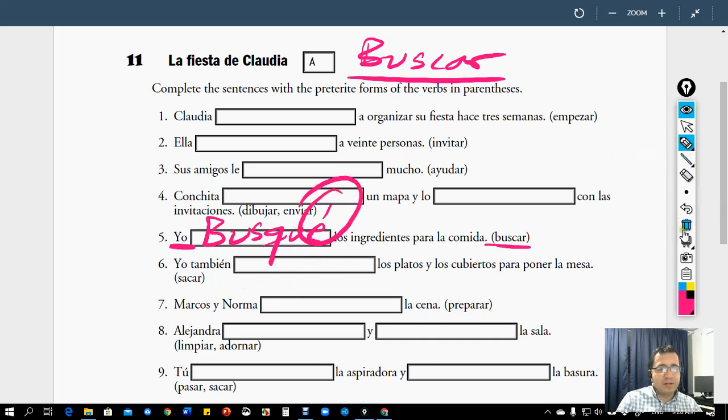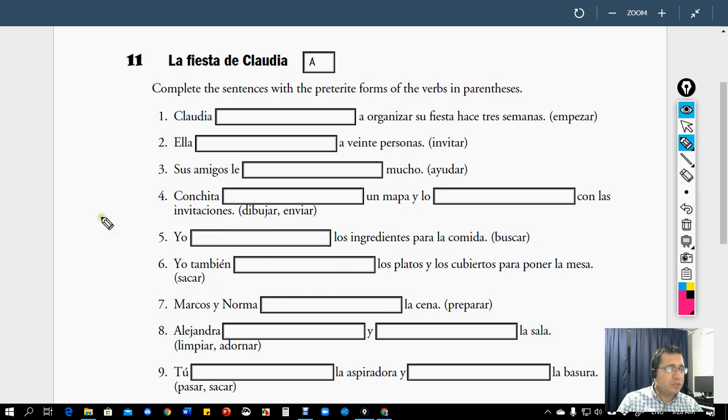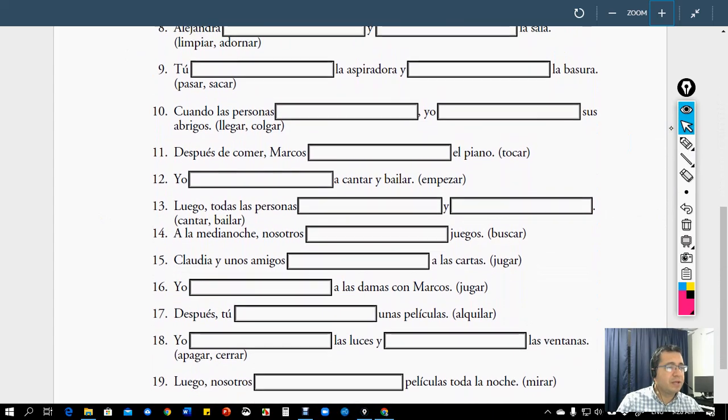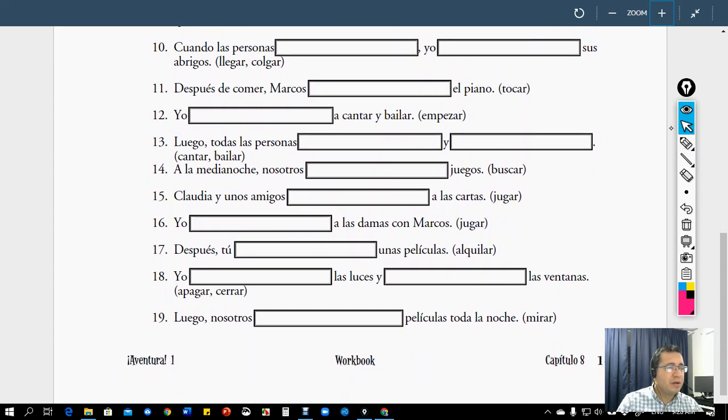So let's keep searching for those with yo. I don't know if I have another one here with yo. Yes, there is one with yo here as well. Another one here, another one here. So let's see. Yo what? Empezar. So empecé. Here, yo jugar. Yo jugué.